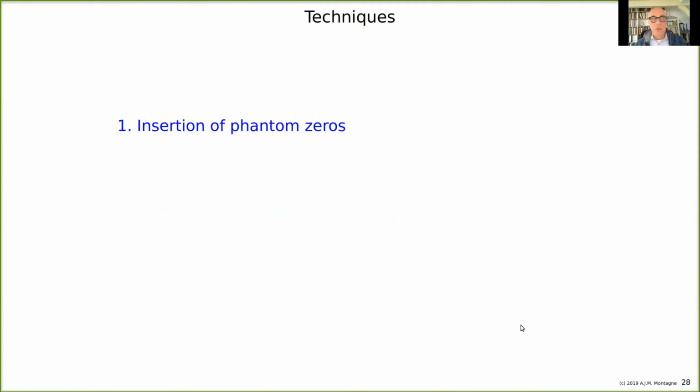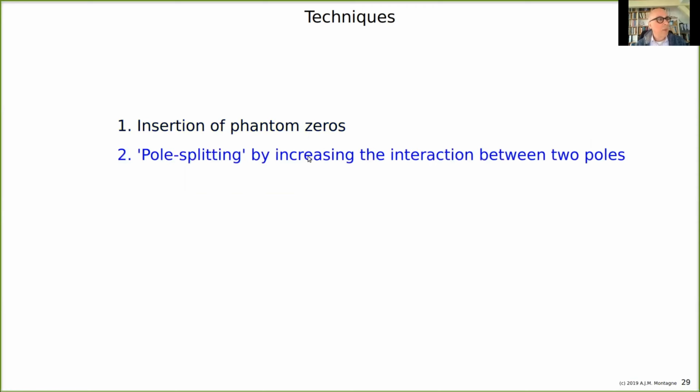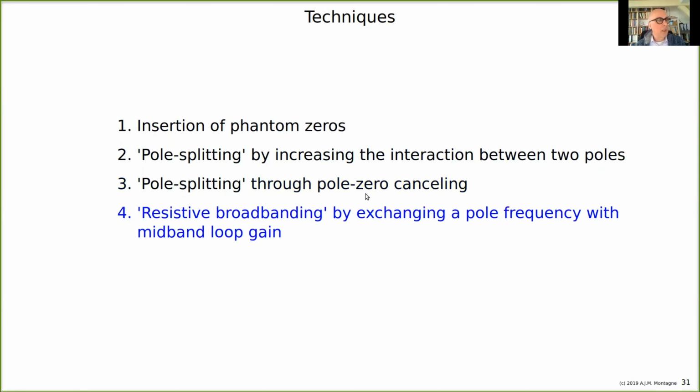The techniques that we have: one, insertion of phantom zeros. I will explain, of course, later what it is. Two, pole splitting by increasing interaction between poles. Three, pole splitting through pole zero cancelling. Four, resistive broadbanding by exchanging a pole frequency with midband loop gain. And this is what we will not do, number 2, 3, and 4. We will only discuss in this lecture insertion of phantom zeros.